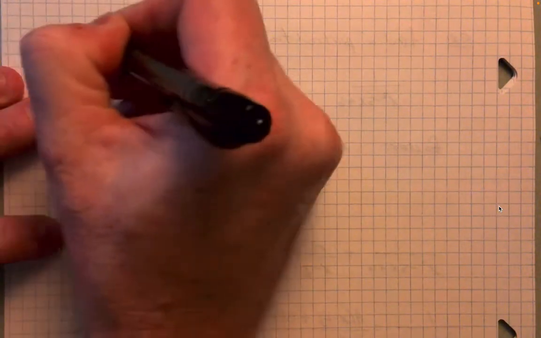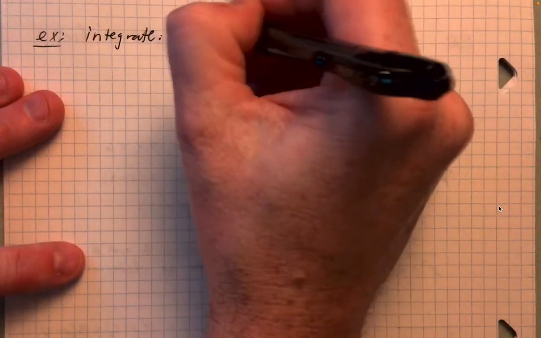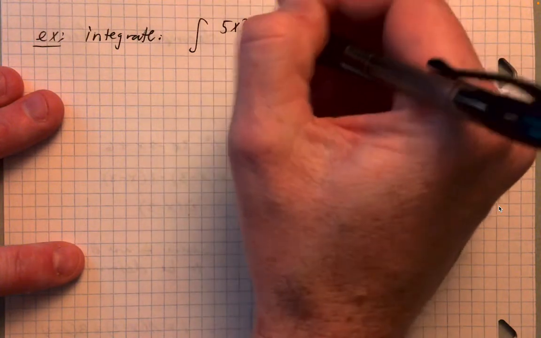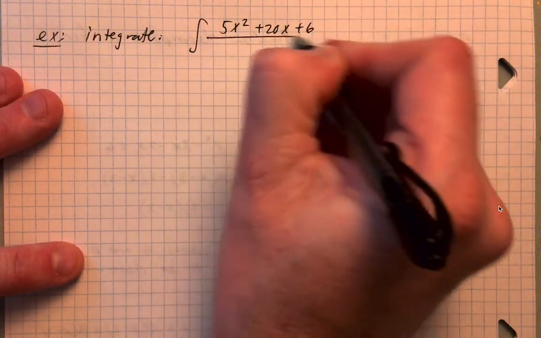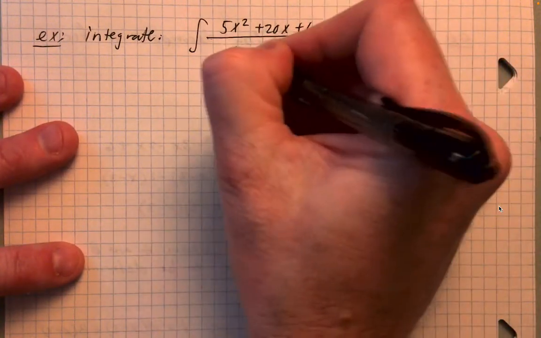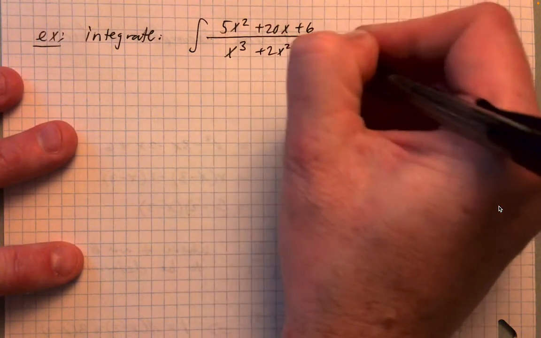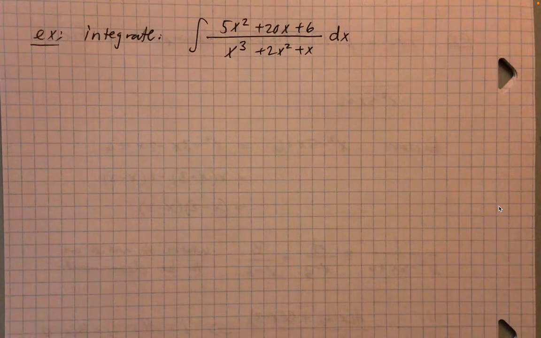We'll wrap it into an integration type problem. Let's integrate. Let's see. So it'll be the integral of 5x squared plus 20x plus 6, and that whole thing over x cubed plus 2x squared plus x. Okay, we want to integrate this. This is a perfect candidate for partial fractions.